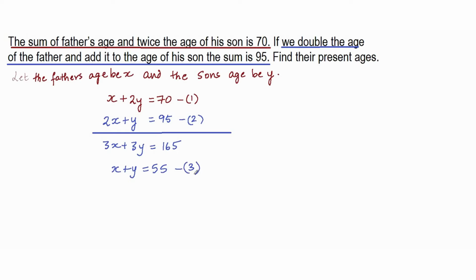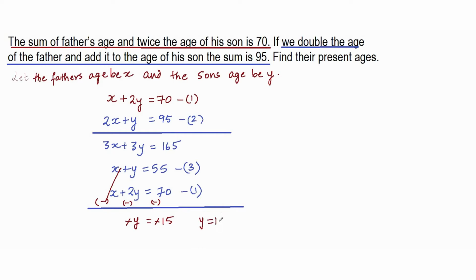Now for a change, I'm not going to subtract the two equations here. I am going to use this equation and the first equation, that is x plus 2y is 70, and solve the simultaneous equations. So let us subtract. If you subtract, you will notice that the variable x vanishes. So x minus x cancels, y minus 2y is minus y, equals 55 minus 70, which is minus 15. So the negative signs cancel and therefore I get y equals 15.